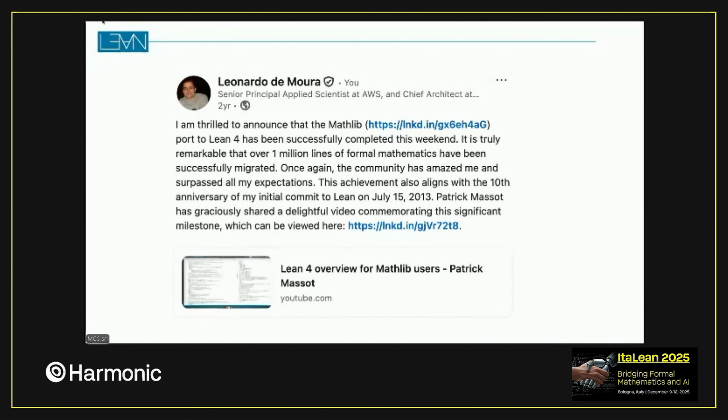Then we have one of the first posts, which is about the Mathlib port. A few days before the FRO was launched, the impossible happened. The community managed to port more than 1 million lines from Mathlib 3 to Mathlib 4. And they did it at the exact 10-year anniversary of the project. It's by accident, but it was exactly 10. It feels like it was planned, but it was not.